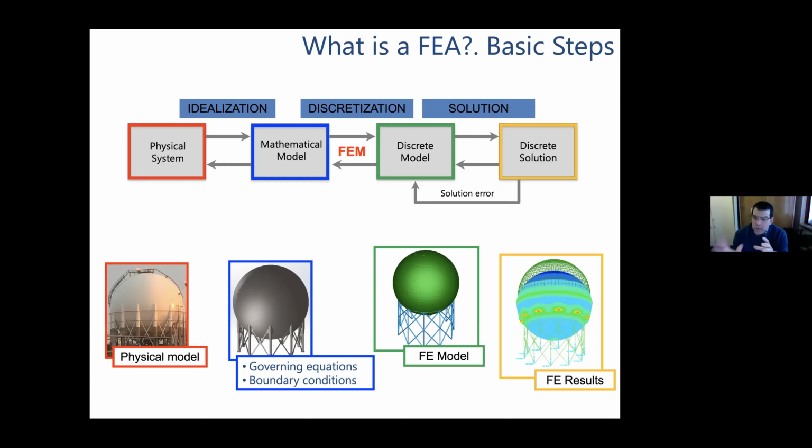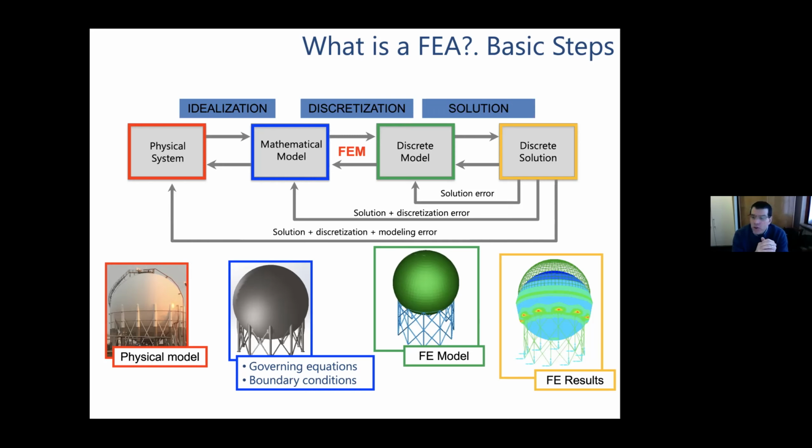Then when we compare the discrete solution with the mathematical model, we have, of course, the error that comes from the discretization step. As you can imagine, if I discretize my model incorrectly or too coarsely, the error associated with that step will be significantly larger, okay? And finally, we have the modeling error. The modeling error is associated with how well I'm representing my physical system, okay?